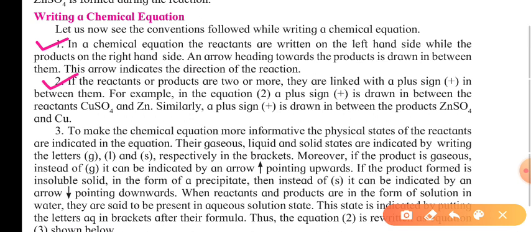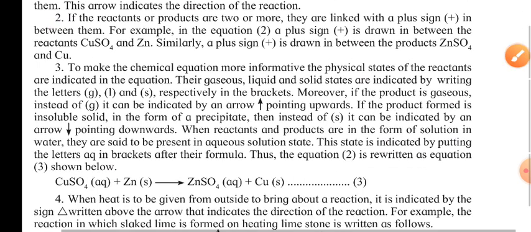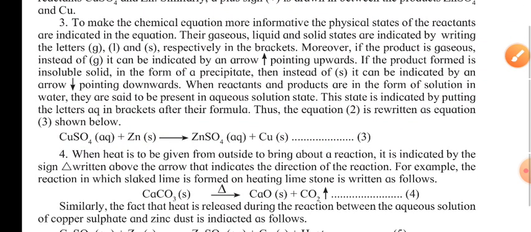Second, if the reactants or products are two or more, they are linked with a plus sign in between them. For example, in equation 2, a plus sign is drawn between the reactants copper sulfate and zinc. Similarly, a plus sign is drawn between the products zinc sulfate and copper. These are the first two things, which I already explained to you, on how exactly we are supposed to write chemical reactions. Now some more steps are involved in writing the chemical equation.